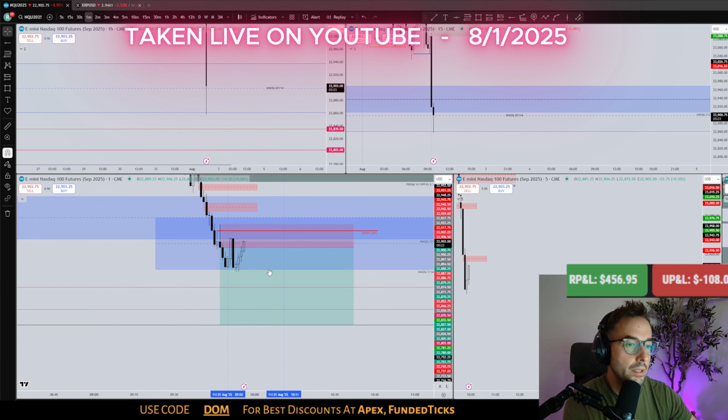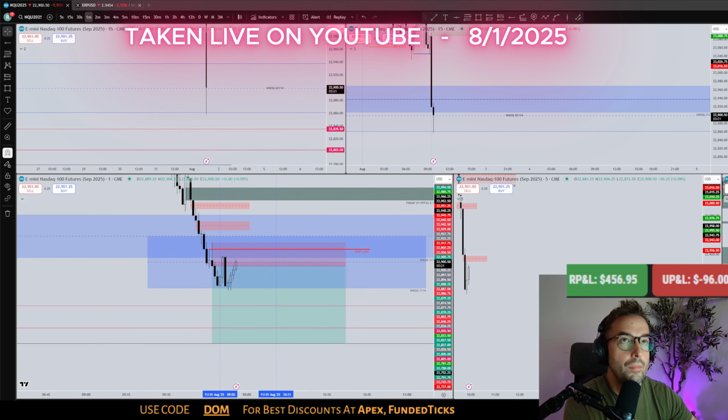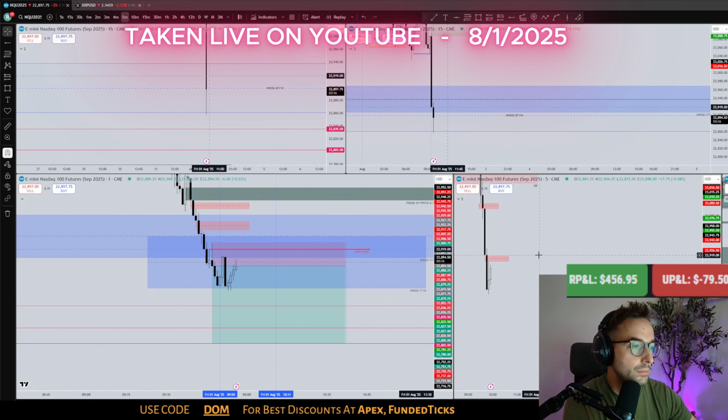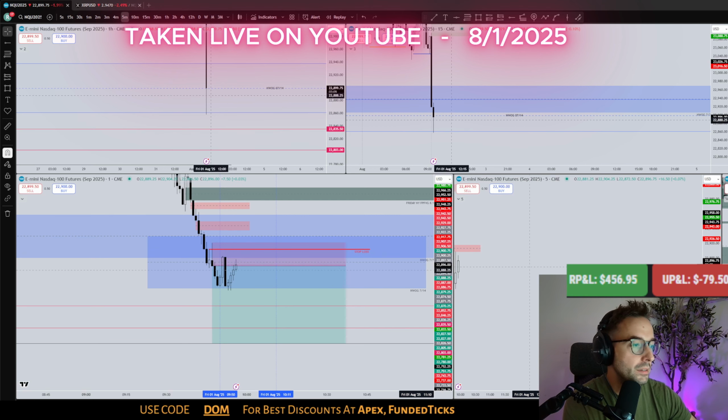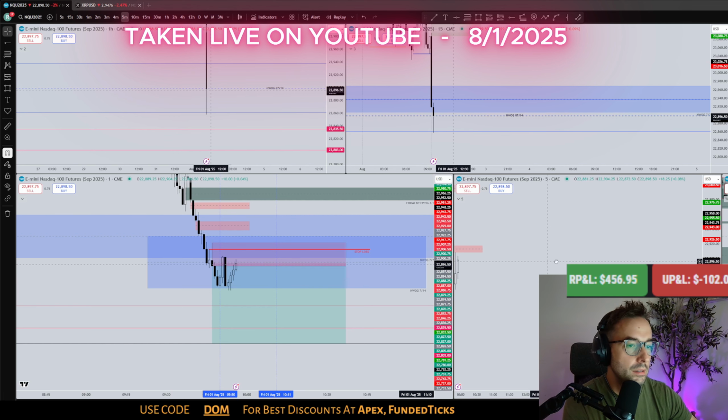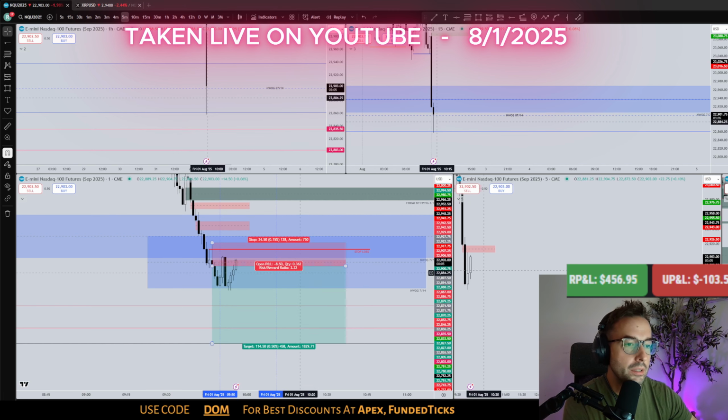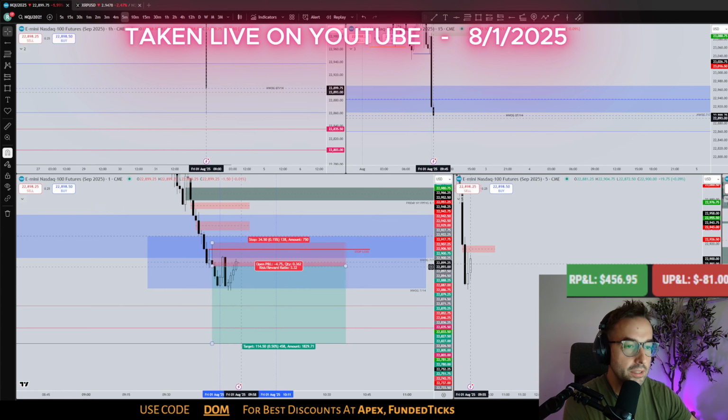This climb higher, I'm not liking. But we're holding. 3.2 RR to 1. Price is just going to have to show us a revert, like signs of rejection of this mean threshold of this new week opening gap and just continuing to push lower.